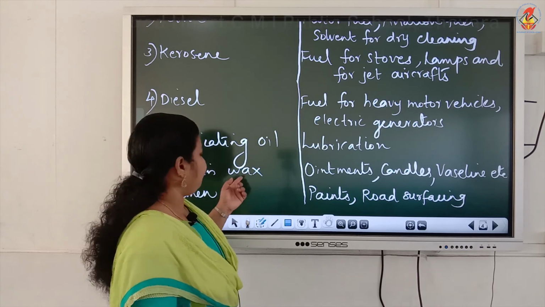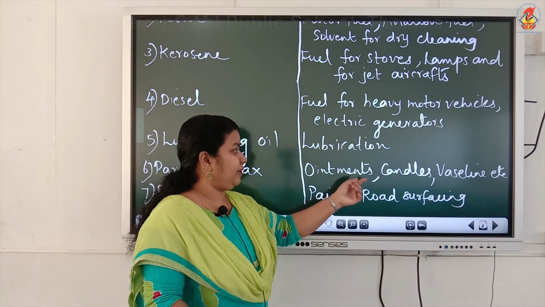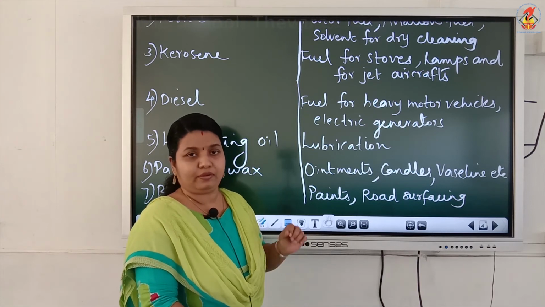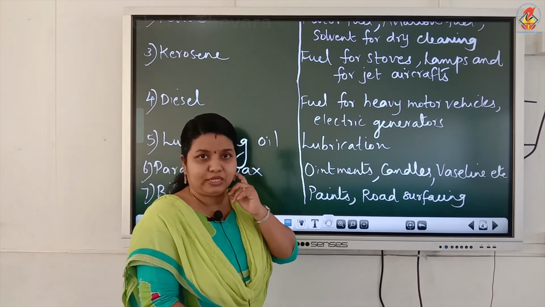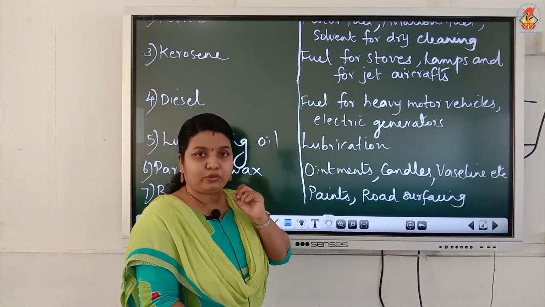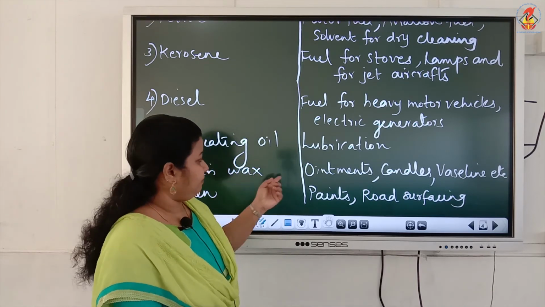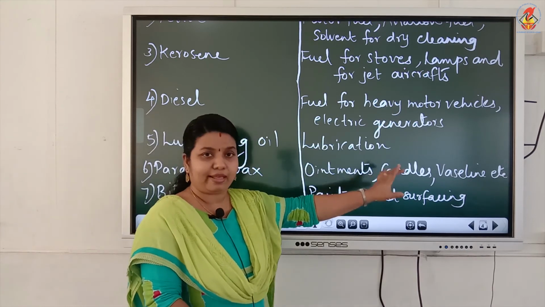Then paraffin wax, which is used for making ointment, candles, Vaseline, etc. This Vaseline is also known as petroleum jelly. Vaseline is a petroleum product. It is obtained from petroleum. We call it paraffin wax, ointments, candles and Vaseline.